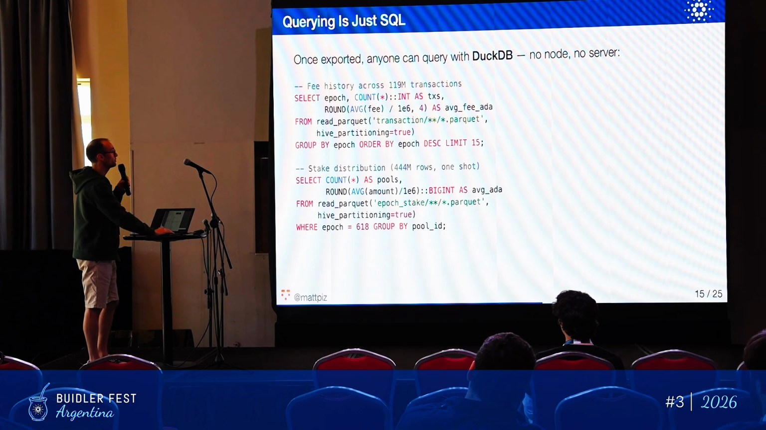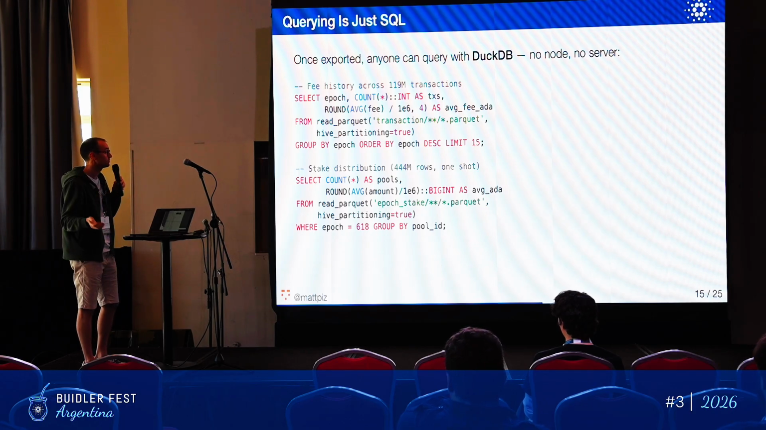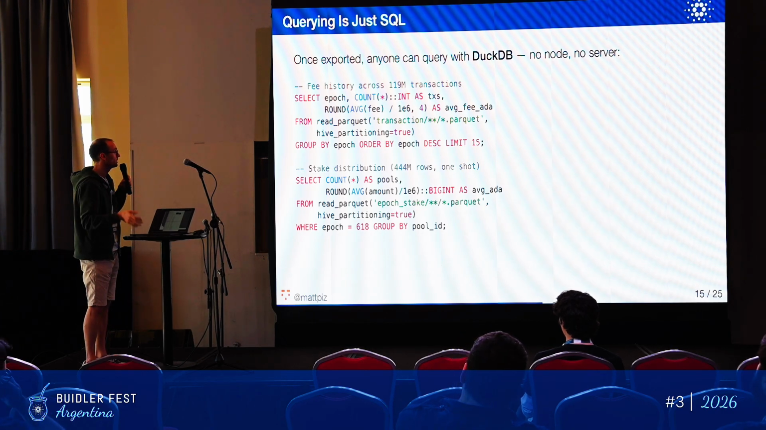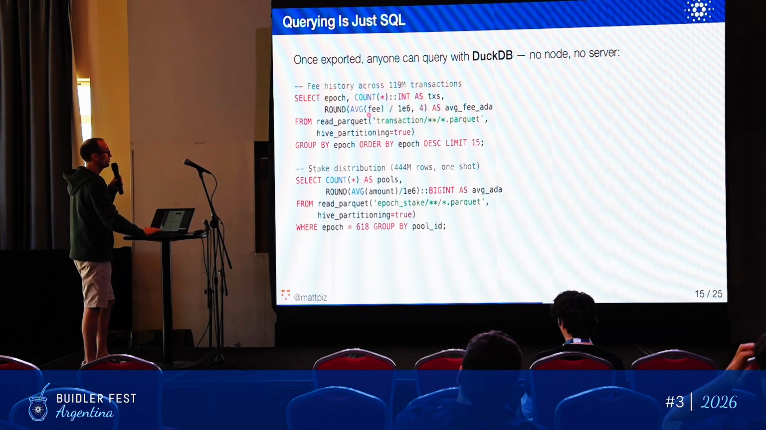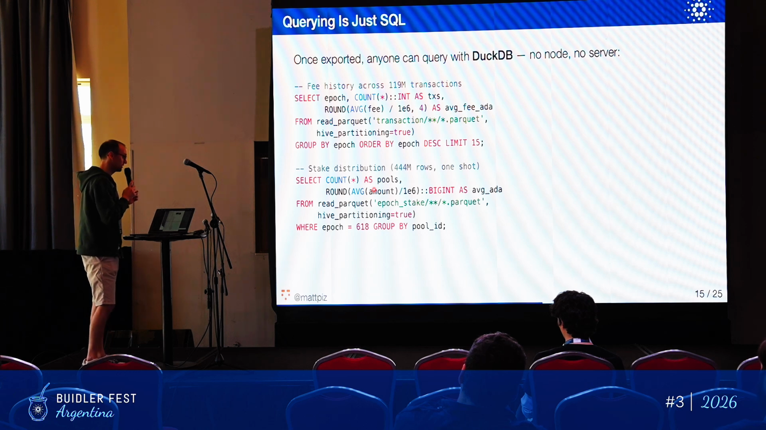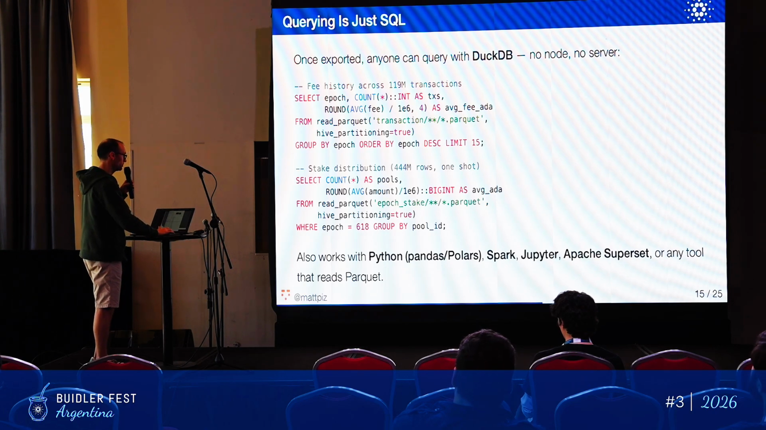So once you have exported those databases into Parquet files, anyone can query those Parquet files with a database optimized for Parquet and for columnar files, like DuckDB. You don't need a server, you don't need a node, you just have the file and you do something like that. For example, you have tons of Parquet files for transactions and you just do a SQL query that looks like this and it works almost instantly. I can do the demo now, but I will do it later because the slide is later. So I don't want to get sidetracked too much.